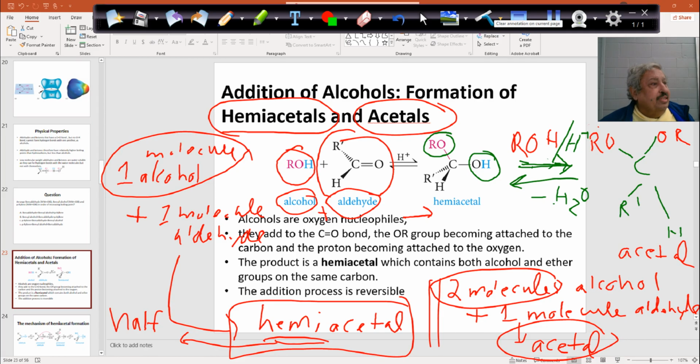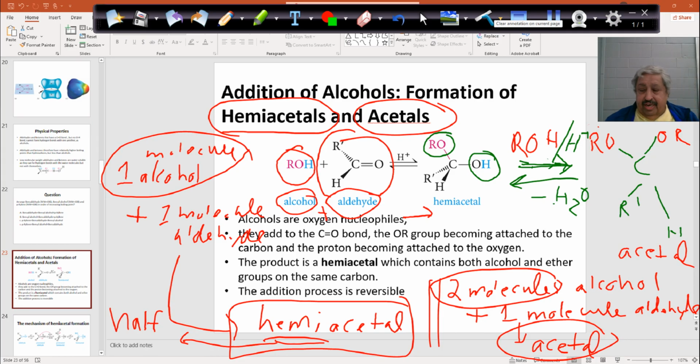So it's always the nucleophile first attacking the carbon. Remember, carbon is partially positive, and the oxygen of the carbonyl group is partially negative. And then from there you start the attack of the nucleophile, correct? So, any question about this? One molecule of aldehyde to one molecule of alcohol gets hemiacetal, half of acetal. Two molecules of alcohol plus one molecule of aldehyde.